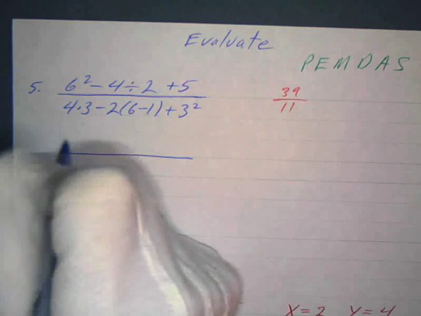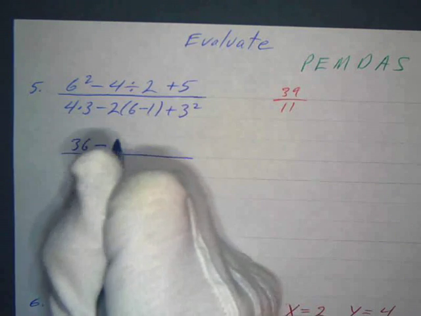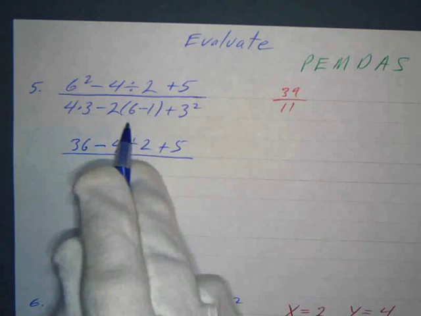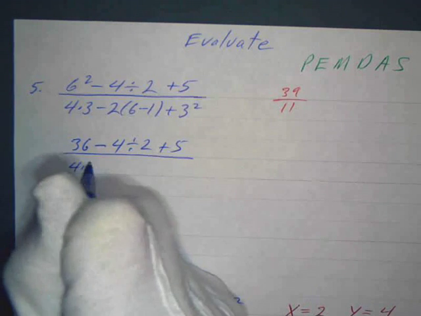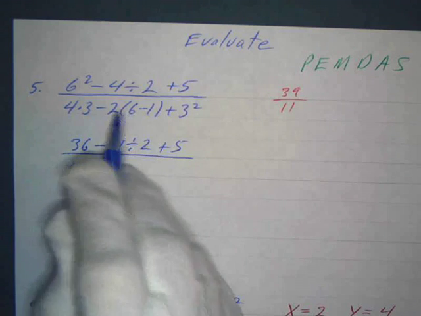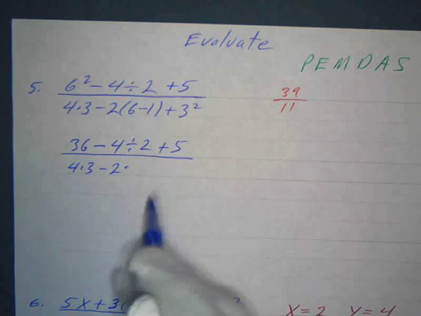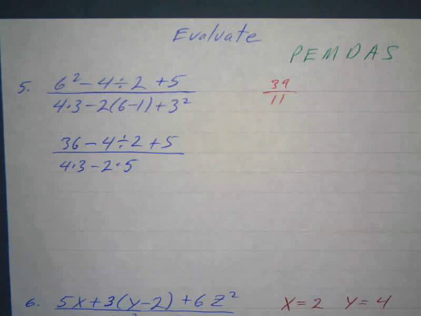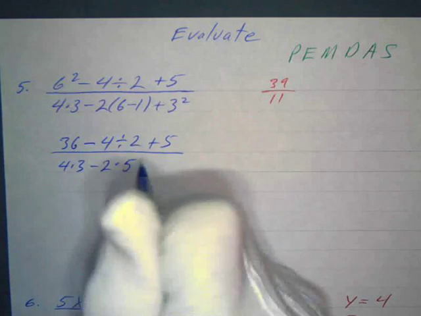So I've got 6 squared is 36, so instead of writing 6 squared, I'll write 36 minus 4 divided by 2 plus 5. Now on the bottom, I do have parentheses and a power, so I'll do the parentheses first. 4 times 3 minus 2 times... Now remember, this says 2 times that because it's juxtaposition, but now we don't have the parentheses, so we could write the parentheses. What's 6 minus 1? 5, or I could use the dot. I just like to use the dot, so less symbols. So instead of writing 6 minus 1, I write 5. Everything else stays the same, plus 3 squared.